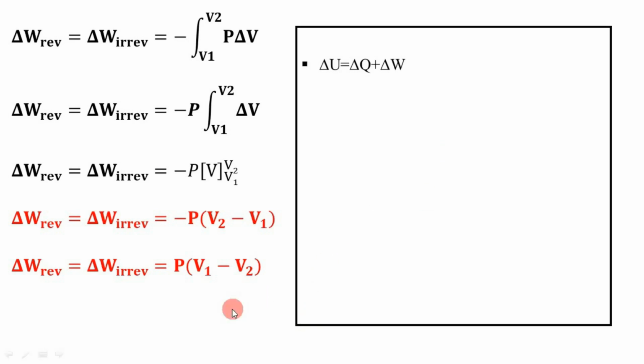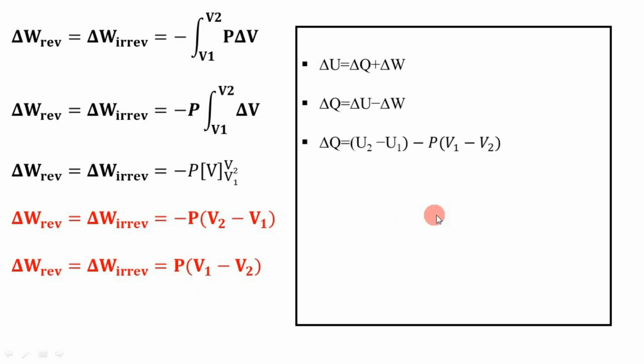Remember, I told you that the heat at constant pressure is what we refer to as enthalpy. In this case, let's say that the change in internal energy dU is equal to the heat plus the work done. So the heat is equal to the internal energy minus the work done. Then you can replace the work done by its value. The work done is equal to P times (V1 minus V2).